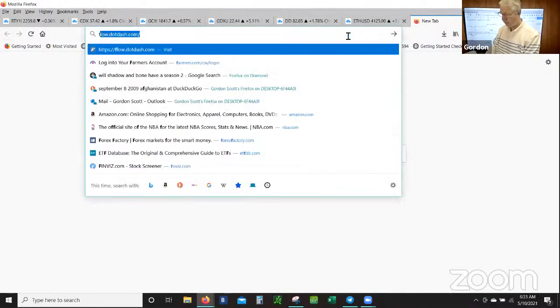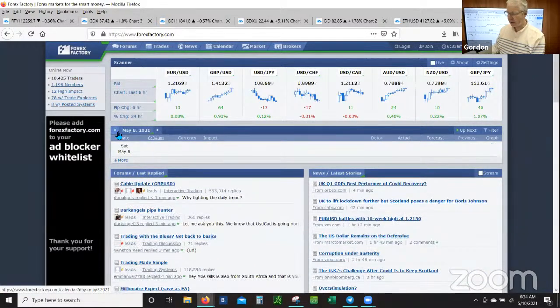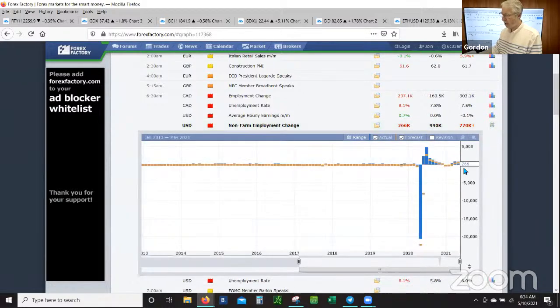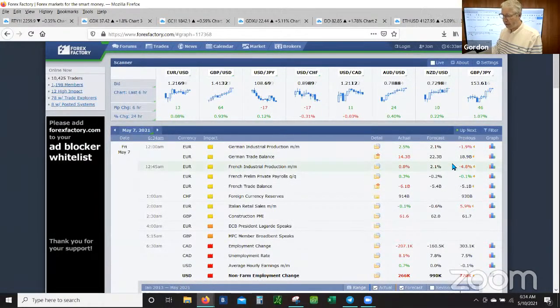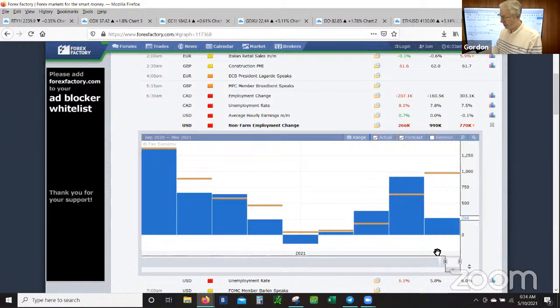So let me see if I can bring up Forex Factory here, and you can see it for yourself. The expectation was, let's go back to Friday, the expectation was that the U.S. jobs report was going to bring out the news that there would be 1 million more jobs created in the past month. And if I zoom in here, you will see a little bit better. Yeah, there we go. So 1 million was the forecast, or close to. And what came out was 266, like 75% below expectations. Yikes, right?